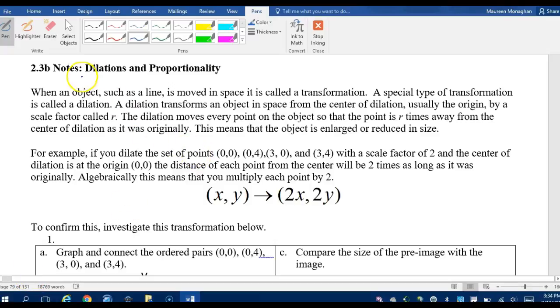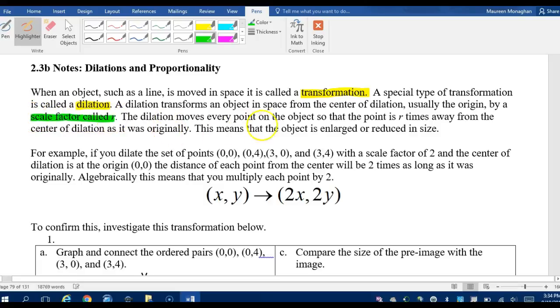The purpose of today's lesson is dilations and proportionality. When an object, such as a line, is moved in space, it is called a transformation. A special type of transformation is called a dilation. A dilation transforms an object in space from the center of dilation, usually the origin, by a scale factor called r.